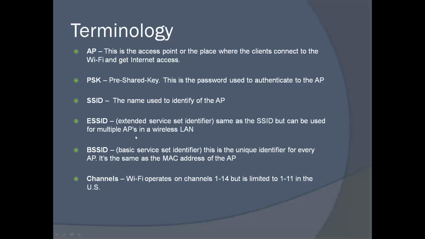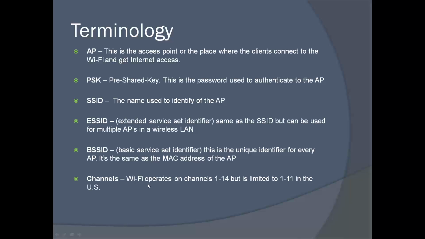For our purposes, for hacking, the most important thing is the BSSID, the basic service set identifier. This is the unique identifier for every AP. It's the same as the MAC address of the AP. We know what a MAC address is, right? It's a globally unique network adapter identifier. So when we're talking about the BSSID, we're talking about a globally unique identifier on that AP. SSIDs and ESSIDs are not globally unique. Anybody can name their AP any name they want, right? But the BSSID is globally unique.